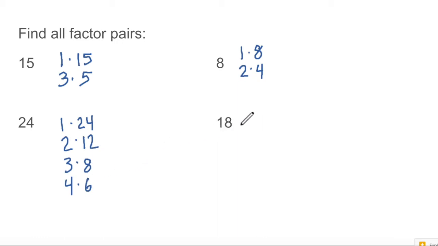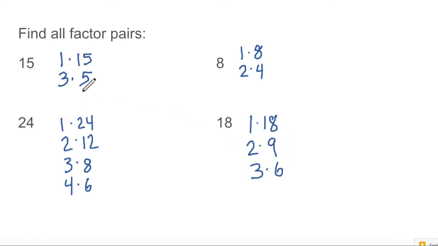And then let's try 18 next. 1 times 18 is our first factor pair of 18. 2, okay, 18 is even, so 2 times 9. 3, yes, 3 times 6 will give us 18. 4, nope. 4 times 4 is 16, and 4 times 5 is 20, so that doesn't work out. 5, no. 6 we already got, so we can stop there.